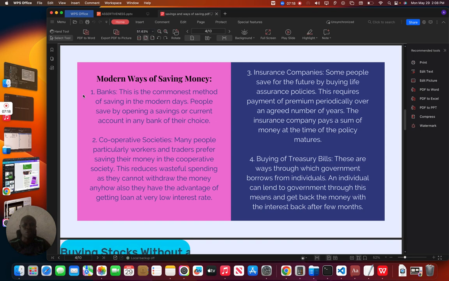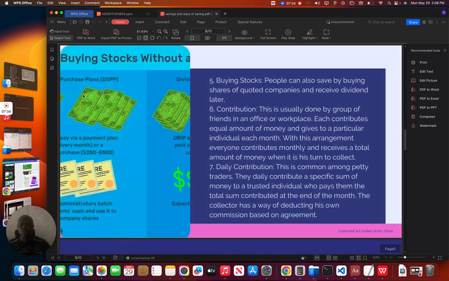Then buying of treasury bills. These are ways through which government borrows from individuals. An individual can lend to government through this means and get back the money with the interest after a few months. So these are modern ways of saving. Then we also have buying stock. People can also save by buying shares of quoted companies and receive dividends later.